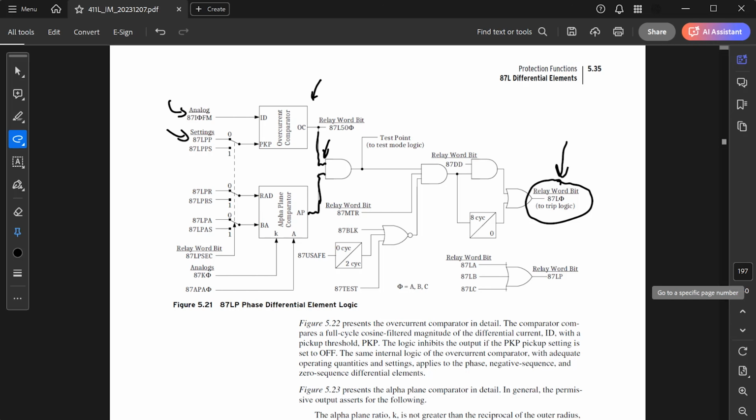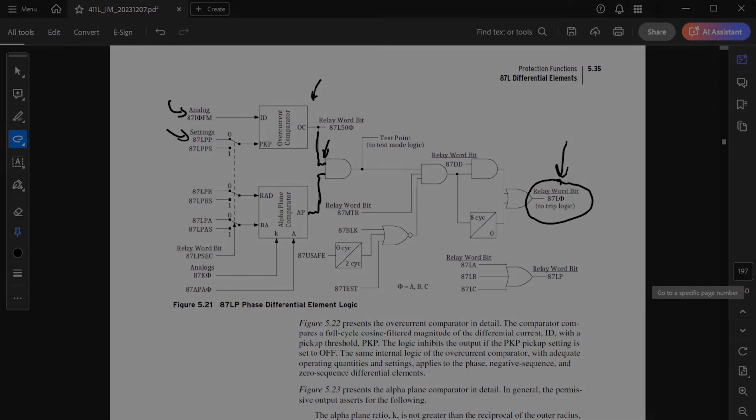So we would program that relay word bit into the trip equation, then we would program the trip equation into a contact output that then goes and hits the trip coil of the breaker. Alright, so that's how you set up a line current differential scheme using the SEL-411L protective relay.